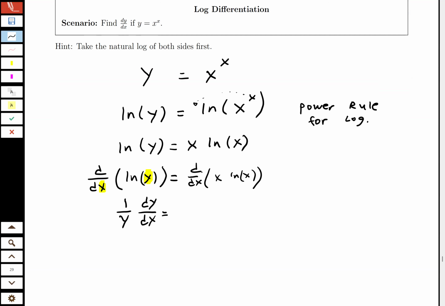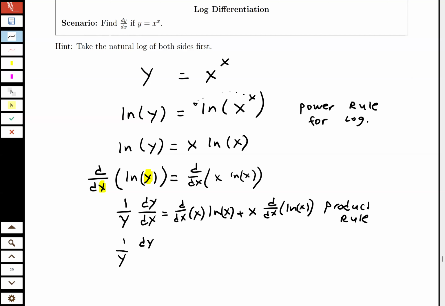The derivative of, oh, this is a product. So let's use the product rule. We'll have the derivative of the first function times the second, plus the first function times the derivative of the second. One over y dy/dx.